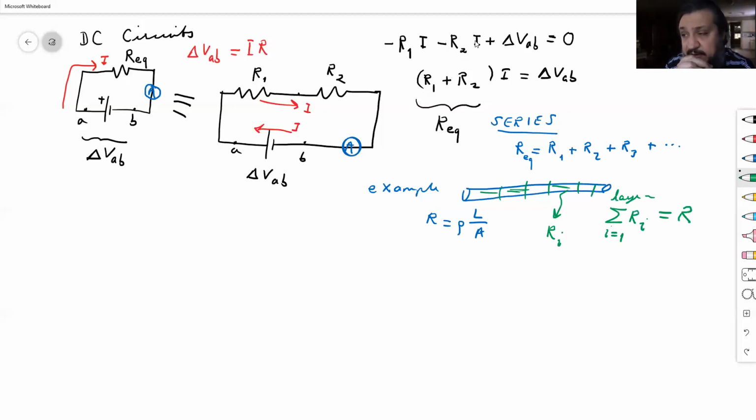So that's a series. What if they are connected in parallel? Okay, now you are familiar with these types of connections from capacitors, series and parallel. What about a parallel connection like this?